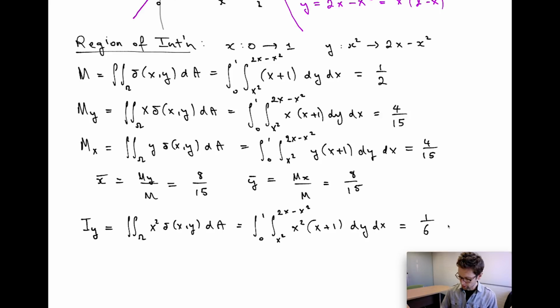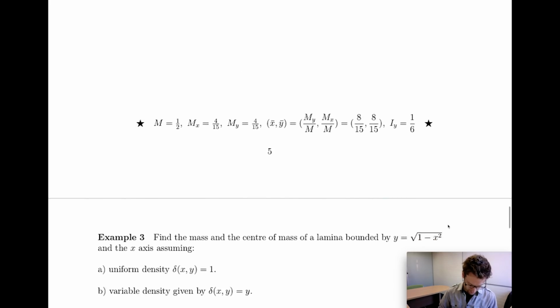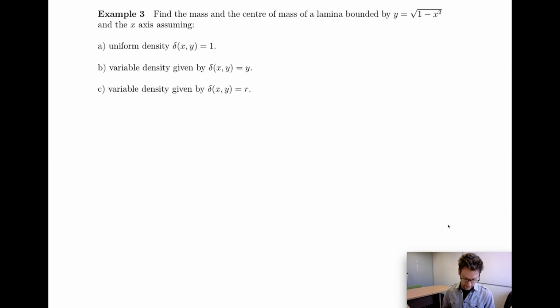So let's look at one last example now, example 3. We're looking for the mass and center of mass of a lamina, or a thin plate, bounded by y equal to the square root of 1 minus x squared and the x-axis, and we're going to look at 3 different cases: when the density is uniform, when we've got a variable density given by delta(x,y) equal to y, and when we've got a variable density given by delta(x,y) equal to r. And we're going to try and make use of symmetry here whenever we can.